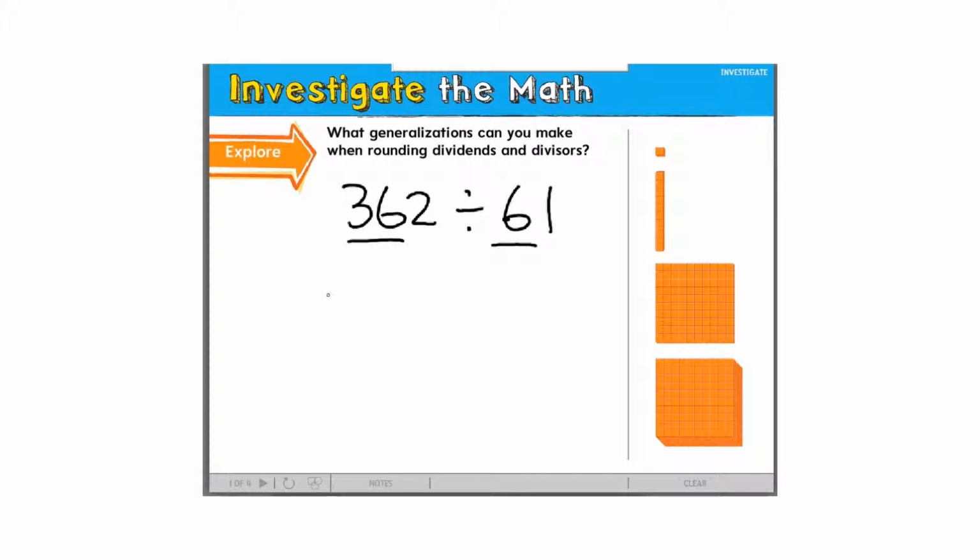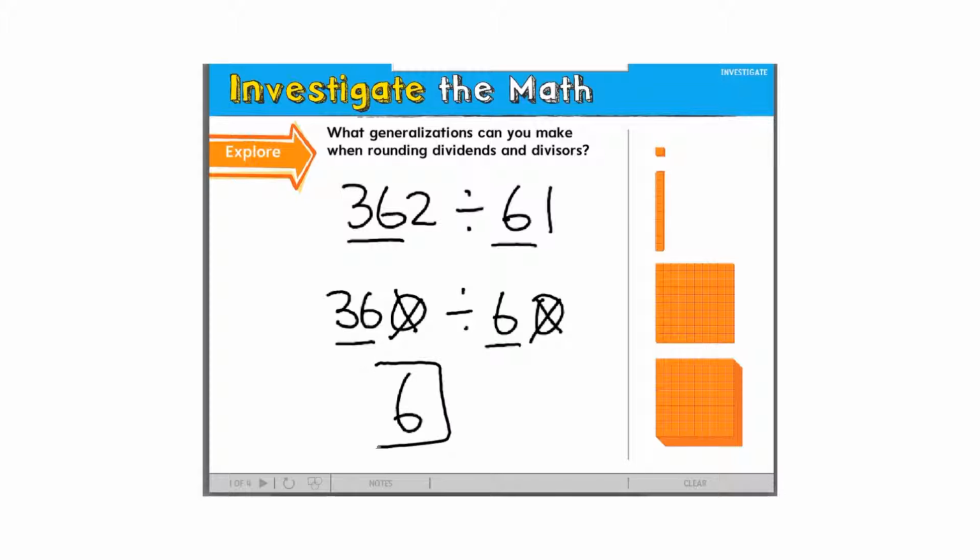So if I make that 360, and I make this one just 60, because I want them to end in zeros, because I'm estimating, we want to make it easy for us to do in our head. So the 6 goes into 36 6 times. These can be crossed out, and then my answer is just 6.